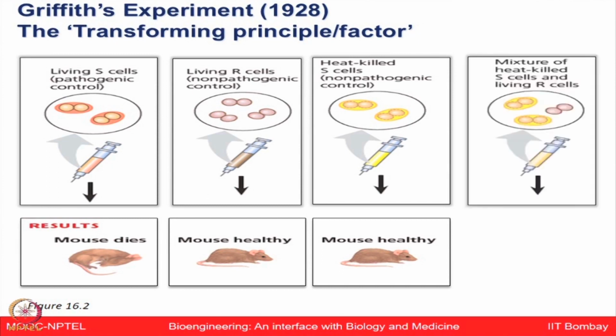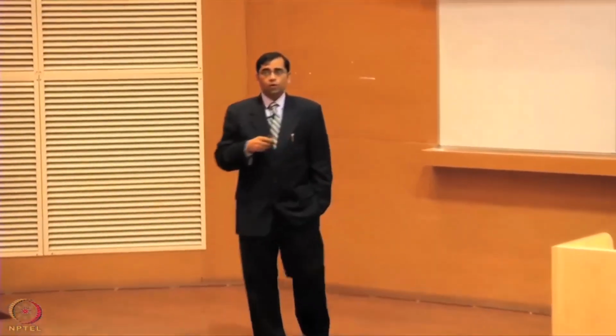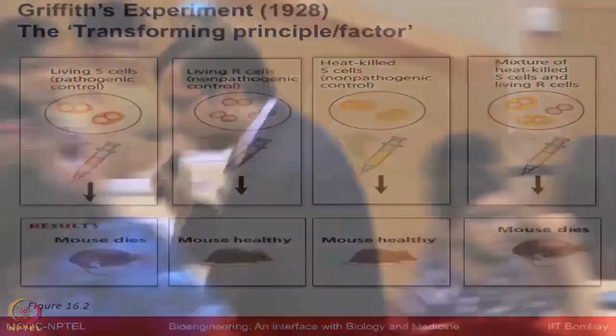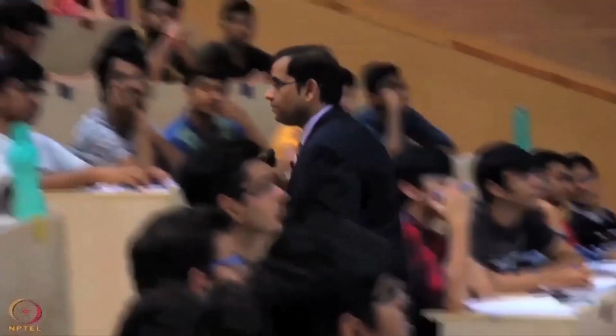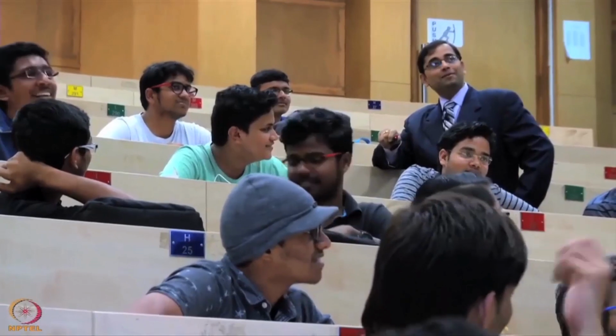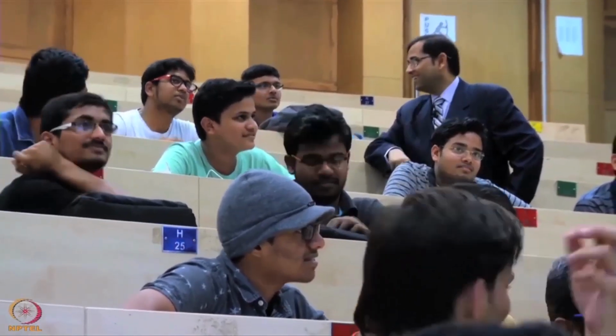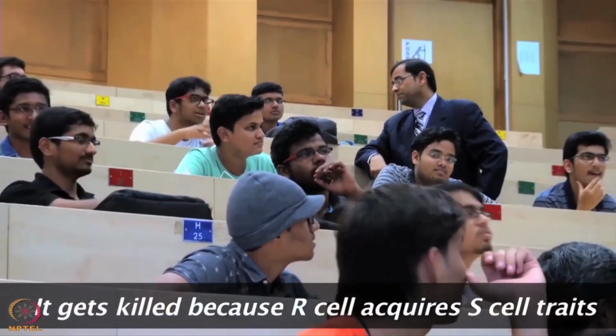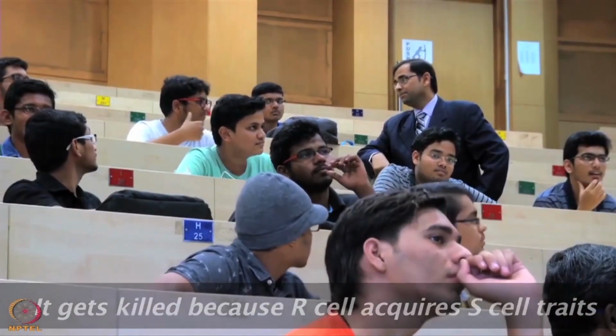In the last situation, when you add a mixture of heat-killed S cells and living R cells, what was the phenotype for the mouse? The mouse died. What happened in this experiment, in the last one? The mouse gets killed because the R cells develop the S cell traits.